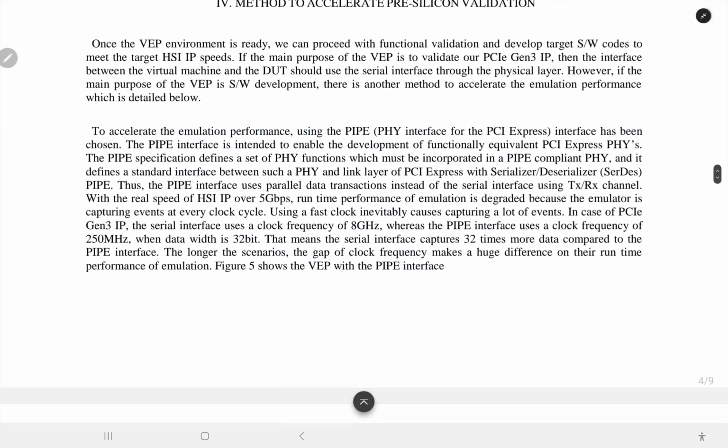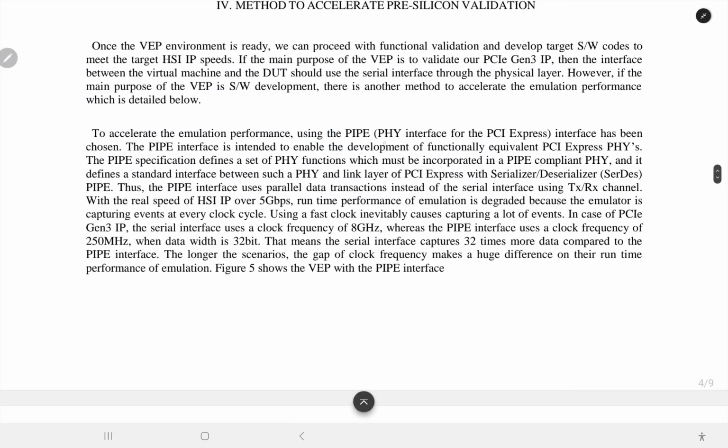To accelerate the emulation performance, using the PIPE interface for the PCI Express interface has been chosen. The PIPE interface is intended to enable the development of functionally equivalent PCI Express PHYs. The PIPE specification defines a set of PIPE functions which must be incorporated in a PIPE-compliant PHY, and it defines the standard interface between such a PHY and the link layer of PCI Express.